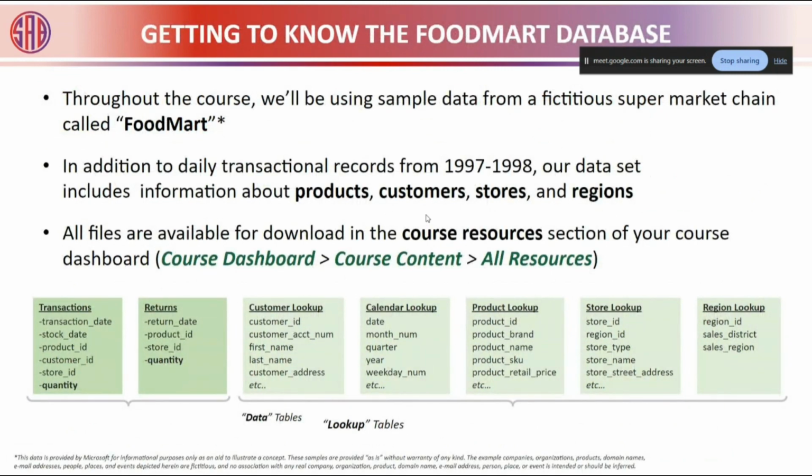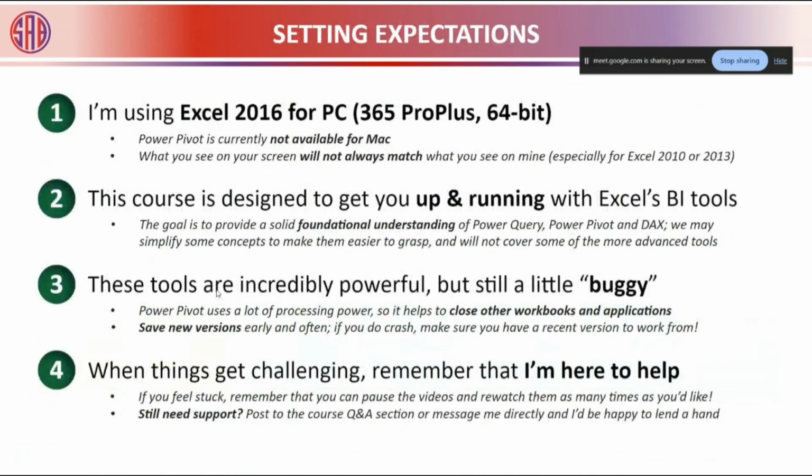Now we shall use data, we shall use FoodMart. It is some data we shall get from one of the sites, but if we don't, then we can always use some other data. We can leave that for now. Then the expectation. So I'm going to use 365 for my case.